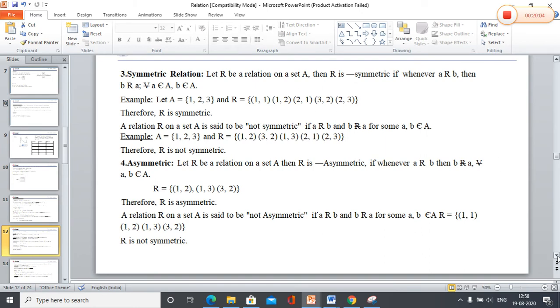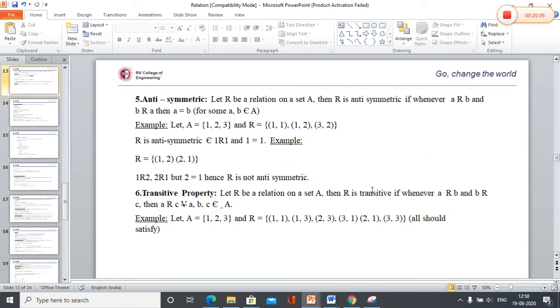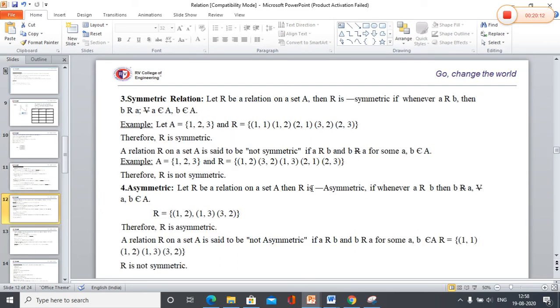Now what is asymmetric? Asymmetric says a relation is asymmetric whenever (a, b) is there, then (b, a) should not be there. Means if the pair (a, b) is there, (b, a) should not be there. Whereas symmetric says whenever I have (a, b), I should check for (b, a) also. But asymmetric says if (a, b) is there, (b, a) should not be there. Then it is asymmetric. Okay.